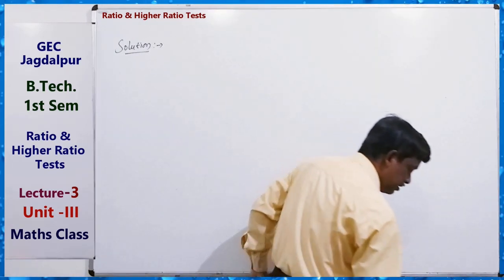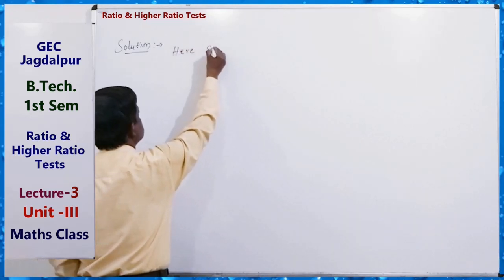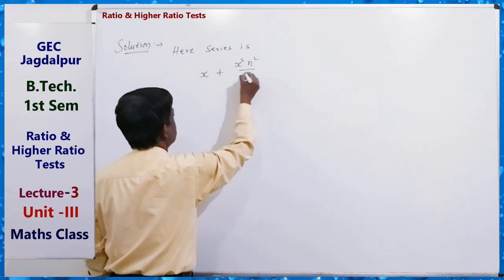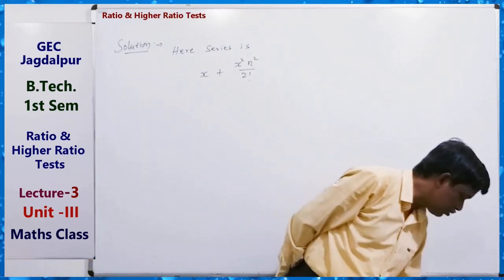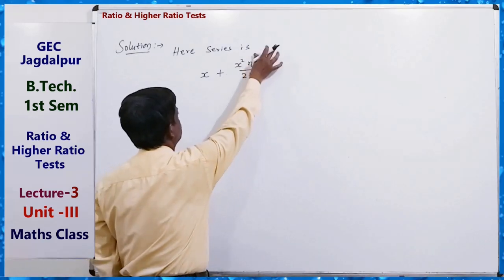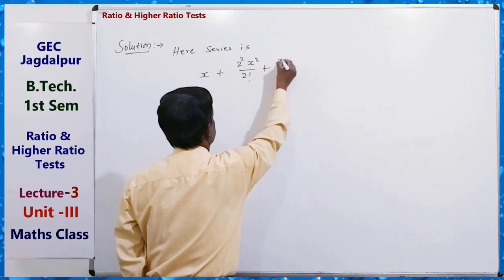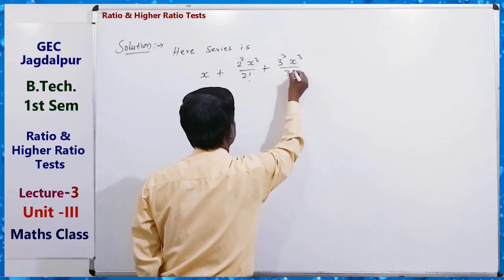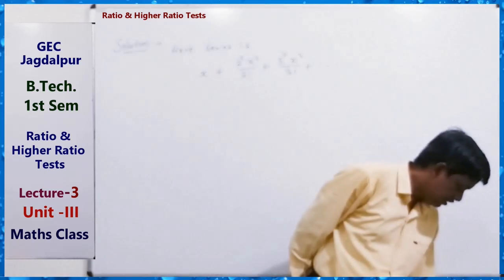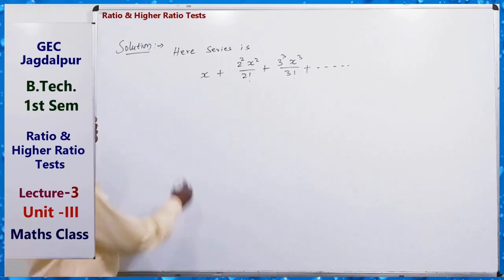Okay, so here what is given? The series is x plus 2 square x square upon 2 factorial, plus 3 cube x cube upon 3 factorial, and so on. This is the given series.